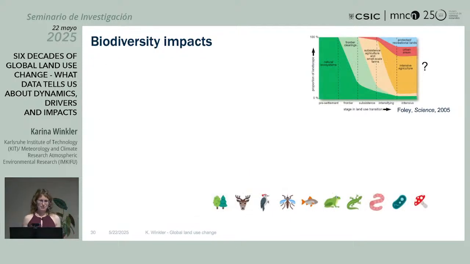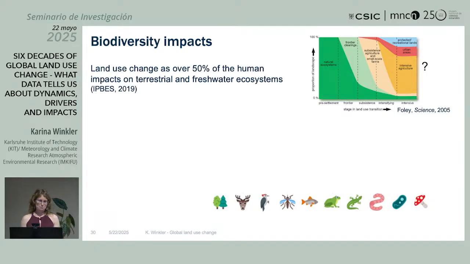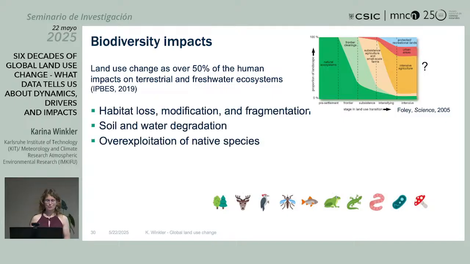But we don't only have climate impacts, we have biodiversity impacts, of course. And we're coming from a long history where natural ecosystems have more and more been transformed into anthropogenic ecosystems. Now we have a large part of intensive agriculture and urban areas, but there are also some protected areas, protected lands. And from the IPBES, it is said that land use change is over 50% of the human impacts on terrestrial and freshwater ecosystems. So it's a huge component, and there are a lot of different effects caused by land use change, most importantly habitat fragmentation and loss.